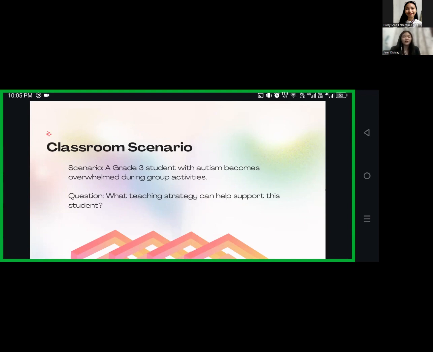Teachers may also use visual schedules, and they can give advance notice before the group activities. Aside from that, the teachers can gradually encourage the participation of the students by assigning them small roles and ensuring that the learner feels safe and supported. So now let us all proceed to the next segment of this conference. Thank you.